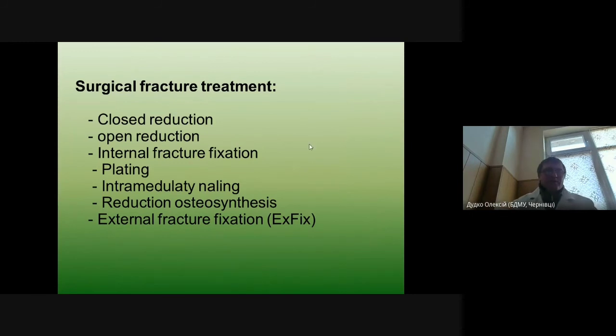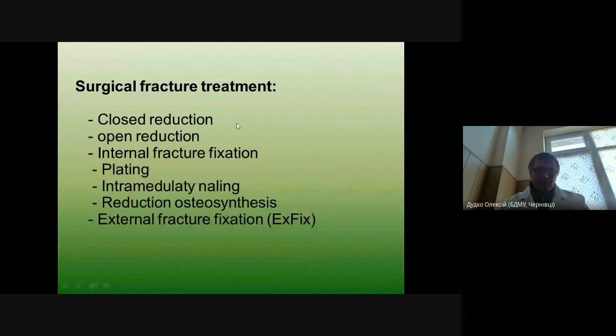Now let's go to surgical treatment. We have just 10 minutes, I think. So main points. First of all, we can perform closed reduction. We can perform open reduction. We can perform internal fixation. We can perform external fixation.